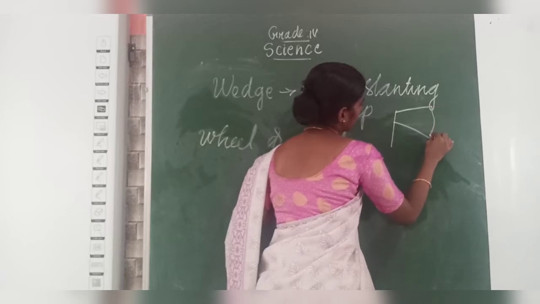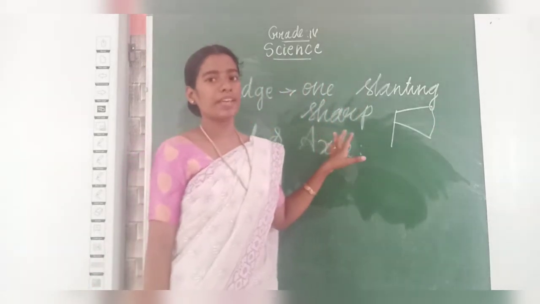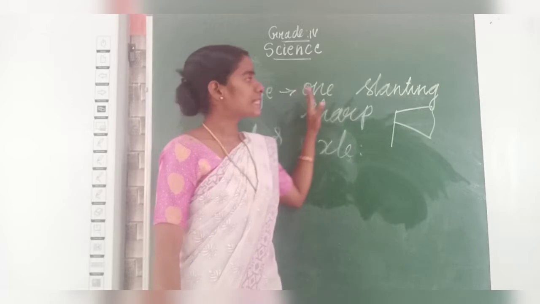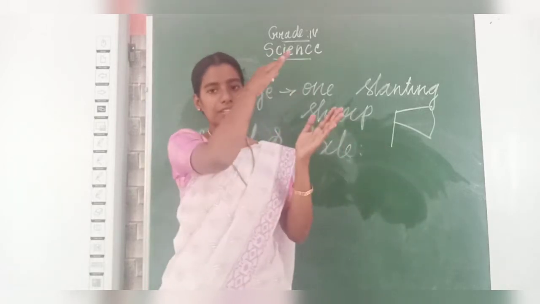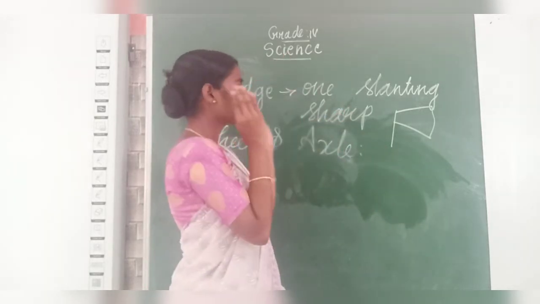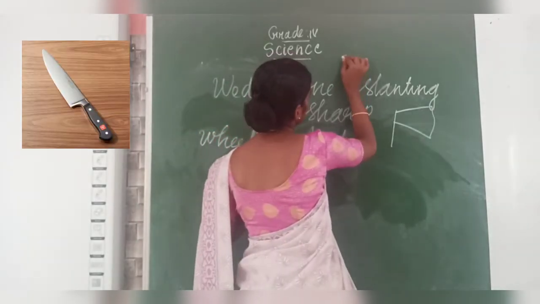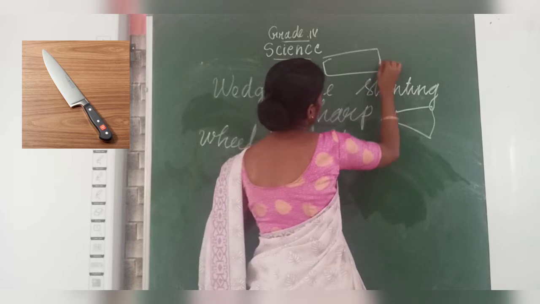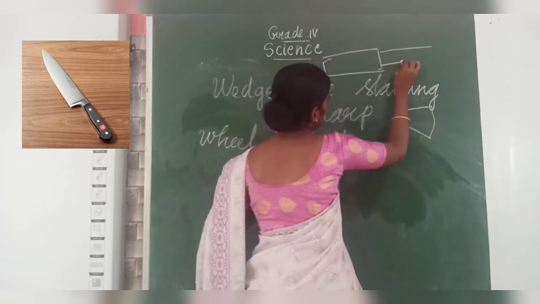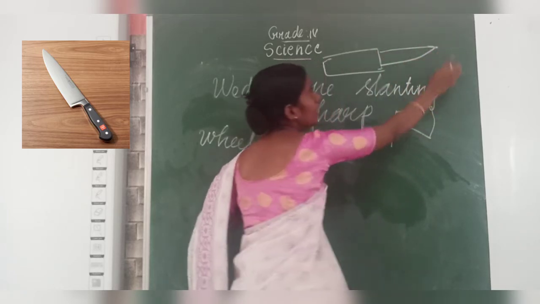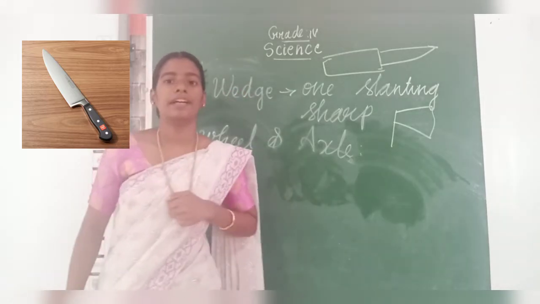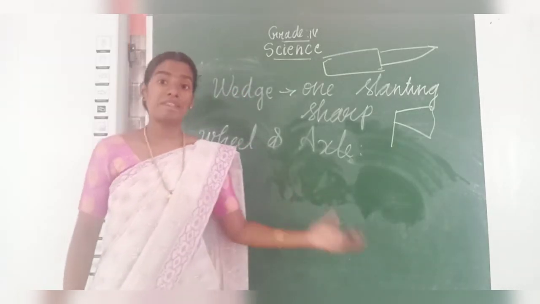An axe will be like this, right? It will have a slanting surface, and in the end it will be very sharp. When you consider a knife, it will be slanting, and at the end it will have a sharp end. This is nothing but wedges.